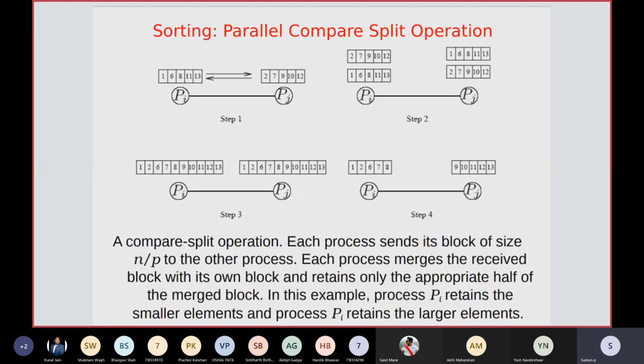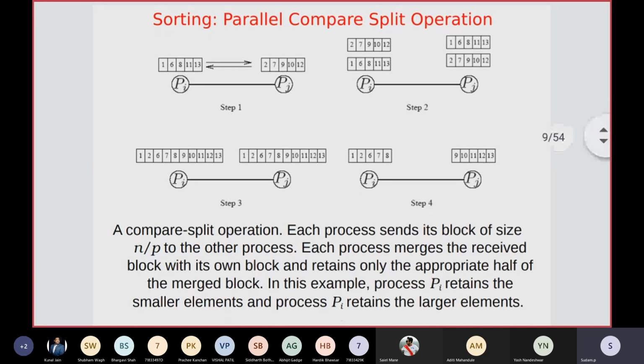In the next step, Pi keeps only the 50% of elements that are lower than Pj, and Pj keeps the 50% of elements that are greater than the Pi sequence. In this way they maintain sorted sequences in their internal memories. So we have seen two cases: first, one element per processor, and second, the parallel compare split operation, with more than one element per processing element.